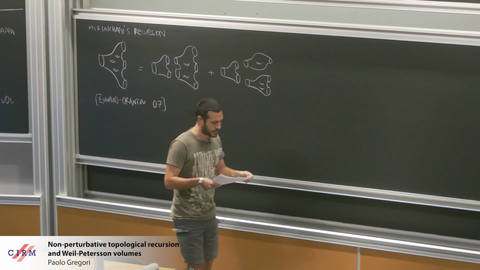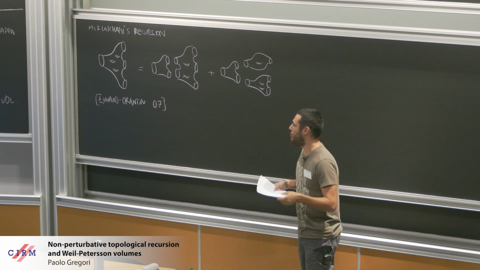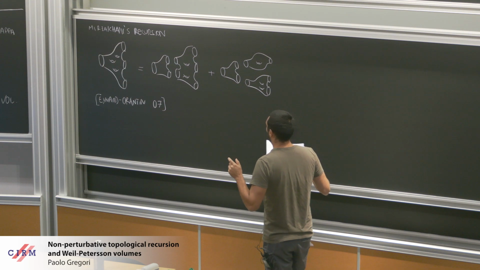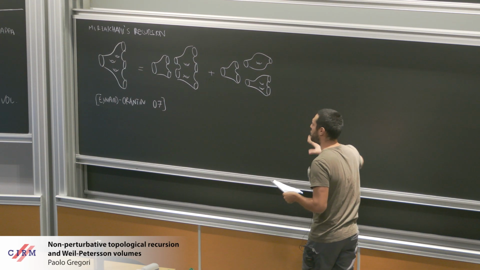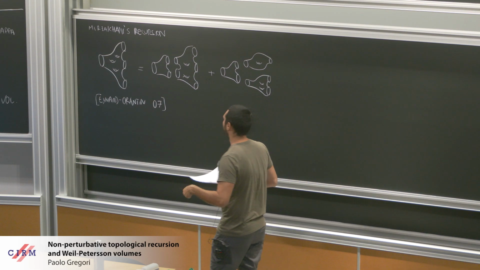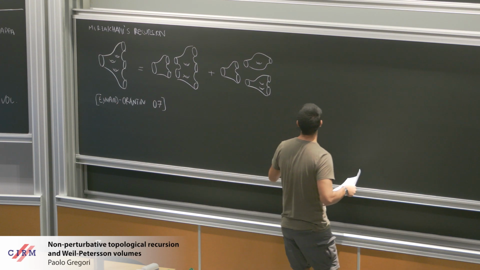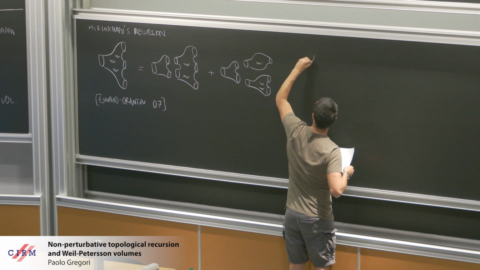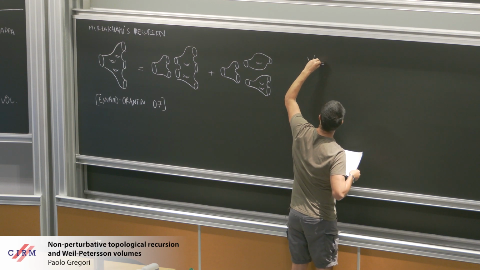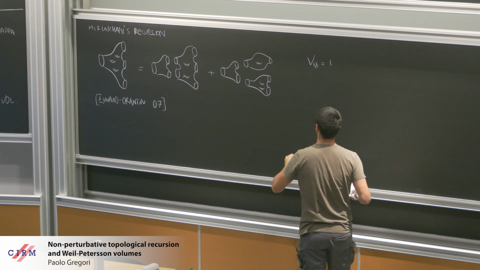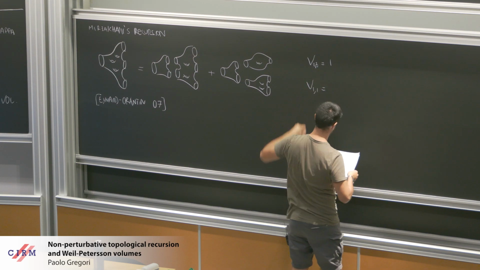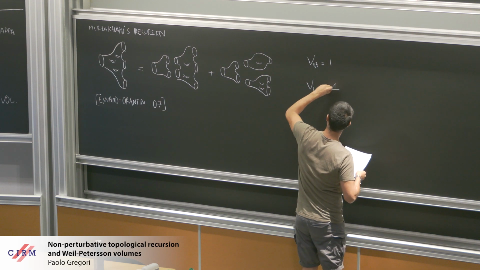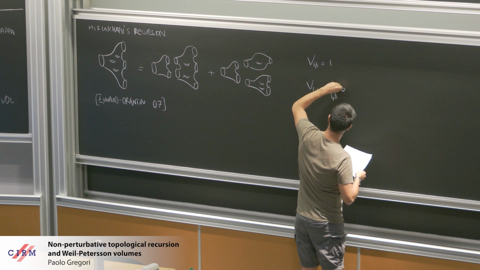And let me, well, first of all, this recursion is already an extremely useful tool because it allows you to compute Weil-Petersson volumes recursively. And let me give you a couple of examples. Well, there's a very basic one, which is V_{0,3}. And then you have V_{1,1}, B squared.